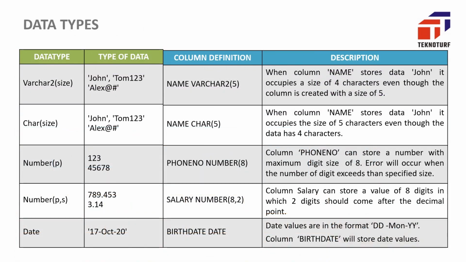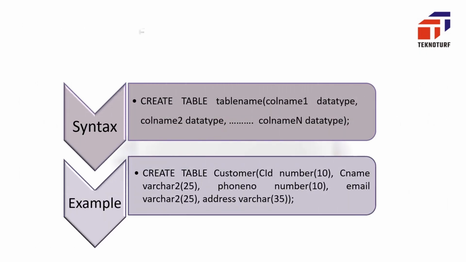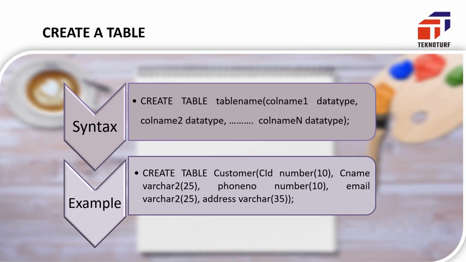Data type represents the type of data which can be stored. Varchar2 is used to store variable length character data, whereas char is used to store fixed length character data. Number data type is used to store both integer and float values. Date is used to store date and time values. Here is a syntax for creating a table and an example for the same.